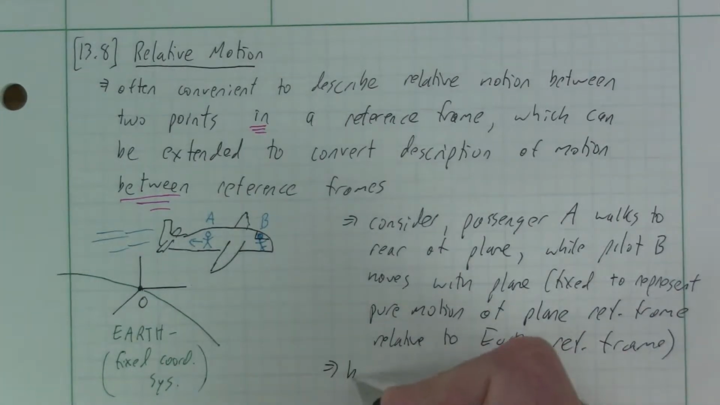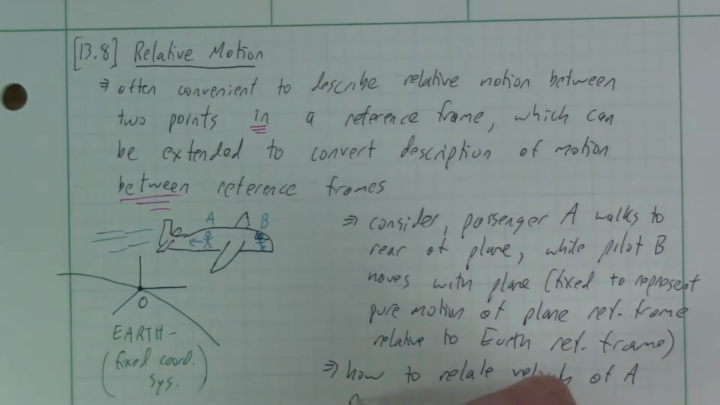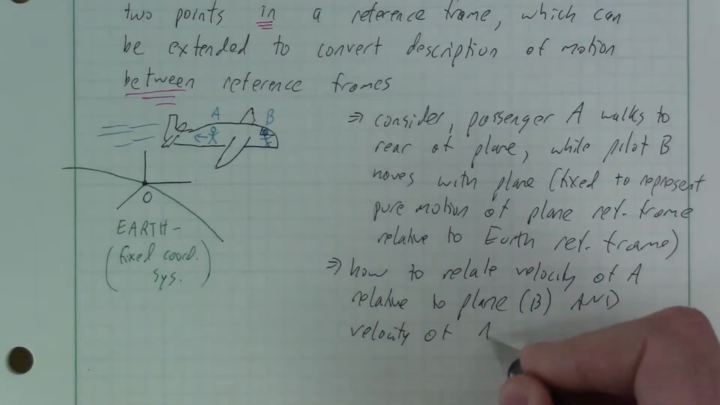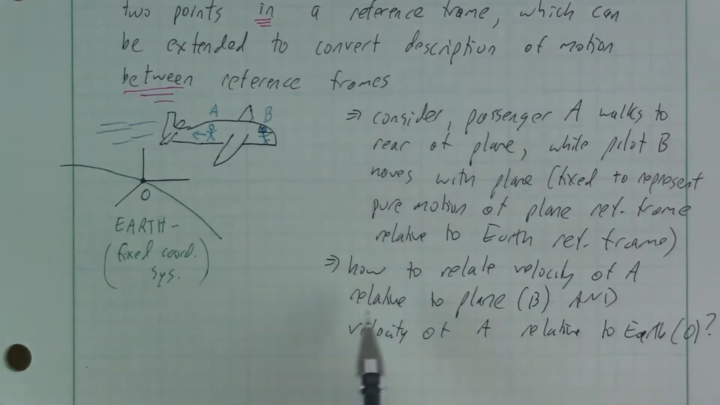Okay, so the question we might want to ask here, or the goal we're trying to get to, is how to relate something like the velocity of A relative to the plane, that's B, and the velocity of A relative to Earth, which is O. Okay, so we have these two things, velocity of A with respect to B, and velocity of A with respect to the Earth, which is O. So two different coordinate systems in that case, right?